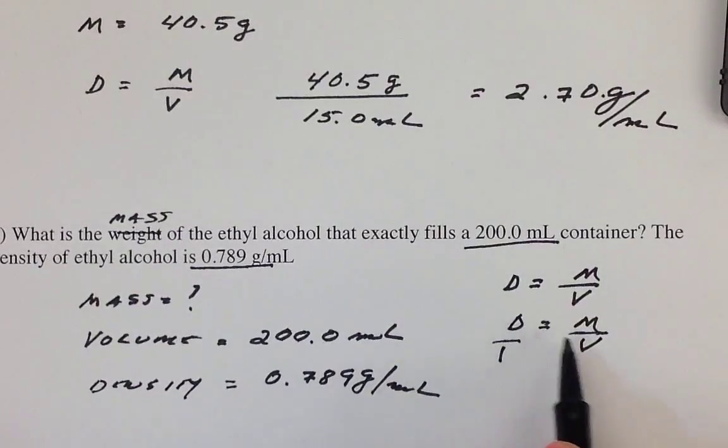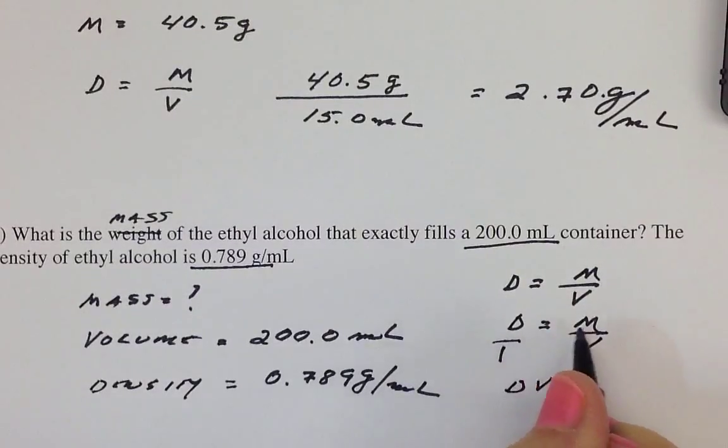So D times V, density times volume, equals mass times 1. So it'll be equal to mass. Now I can isolate the variable that I'm looking for, and the variable that I'm looking for is mass. So it's already isolated. Density times volume will be equal to my mass. So all I have to do is solve the problem now.